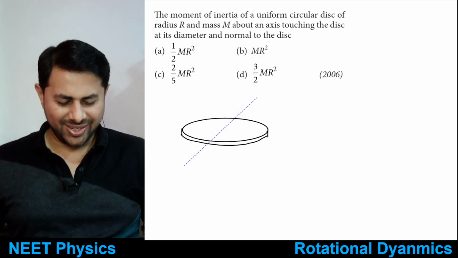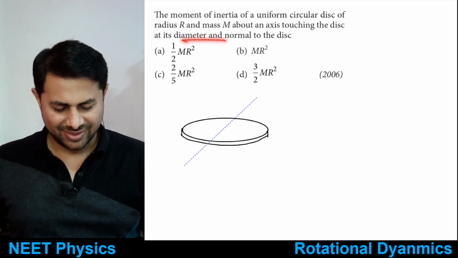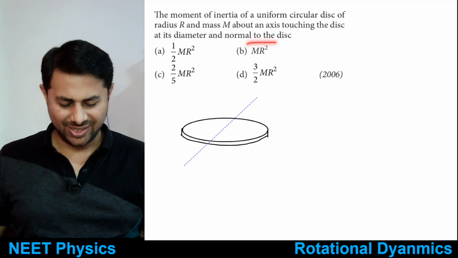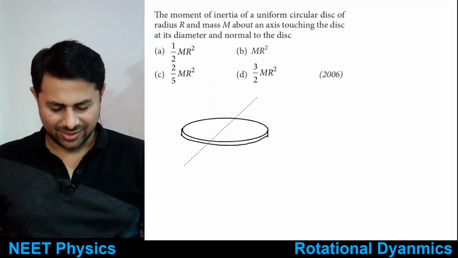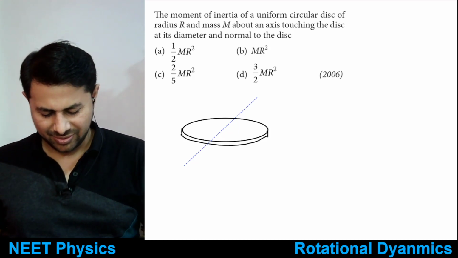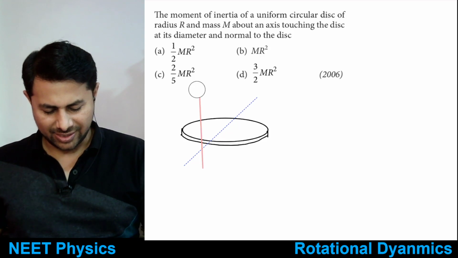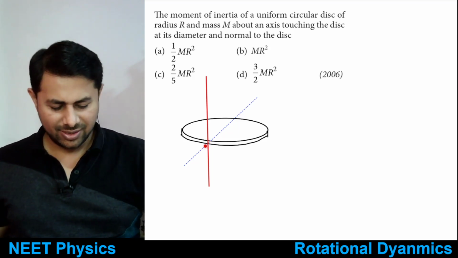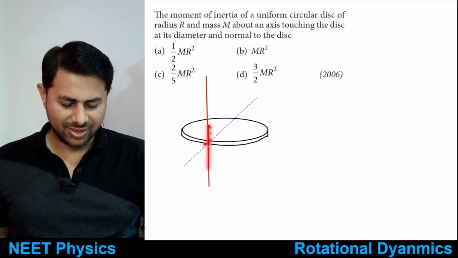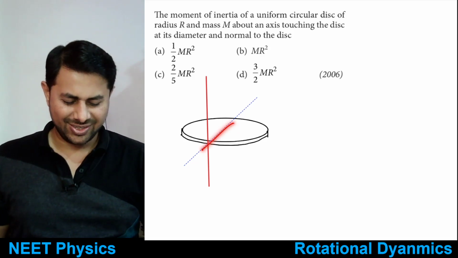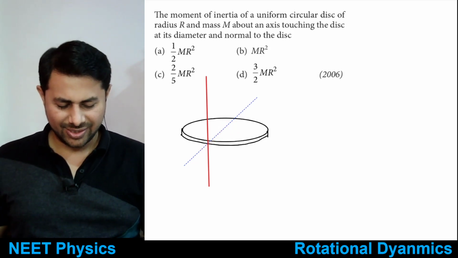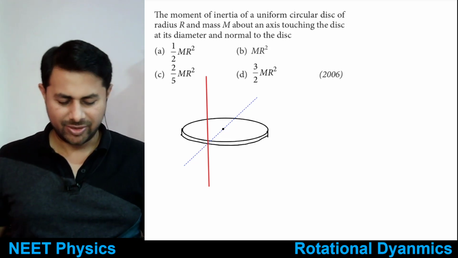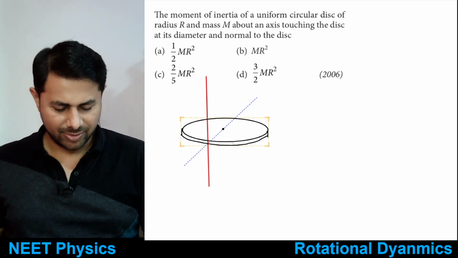I don't know what this means, right? Touching the disk at diameter and normal to the disk. So I think they want to say this axis, a tangential axis. It touches the disk, right? And you can say at diameter because it passes through some diameter, right? So it is this axis. Let's find the moment of inertia about this axis, because the framing of the question is a little bit weird.